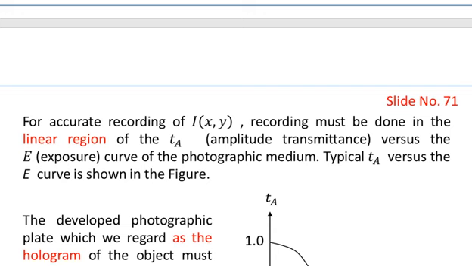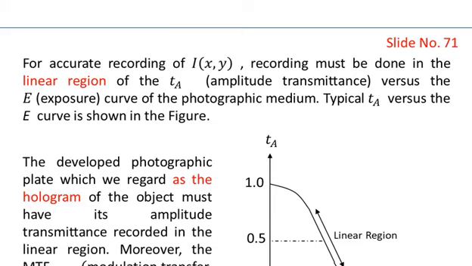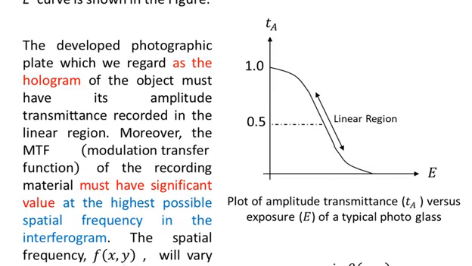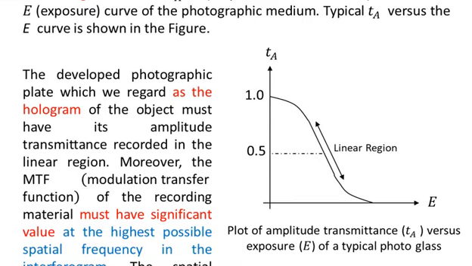For accurate recording of the intensity, that is I of xy, recording must be done in the linear region of the TA versus E curve, that is the amplitude transmittance versus the exposure curve of the photographic medium. Typically the TA versus E curve is shown in the figure. So you can see that in this curve we have plotted the exposure along the horizontal axis, and we have plotted the amplitude transmittance of the photographic plate on the vertical axis.